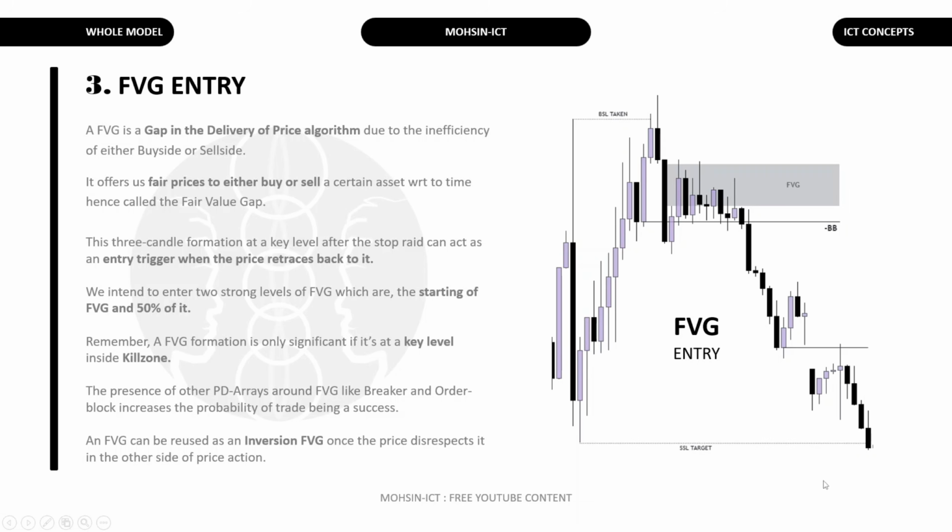Now, this can be a lower time frame formation. On higher time frame, it would be different. So try to remember what we have learned back in these slides. Now let's look at the examples of all these three concepts working together.